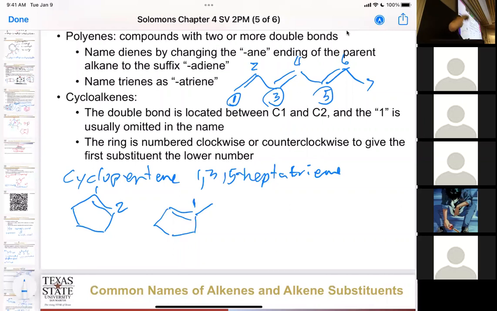You know where to start because it's right next to the double bond. Because you have a substituent and the double bond can both be on one, you use that as one. Okay, so you wouldn't want to start labeling here because then your substituent's on two. And because you can choose either one of those carbons, you'll choose the one where the substituent's on the lowest one.